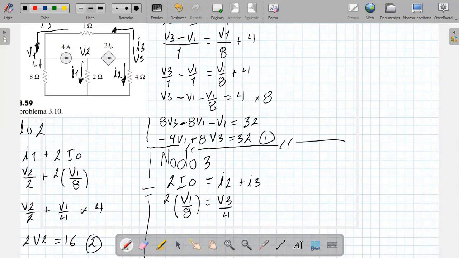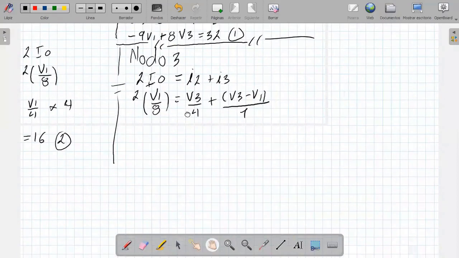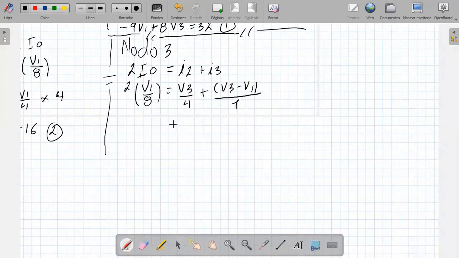Let's apply here now. Here I have B1 over 4 is equal to B3 over 4 plus B3 minus B1. Okay, all this divided into 1 is the same. Now I'm going to put minus B1 over 4. I pass this to the other side, plus B3 over 4. I pass this to the other side the same, and I'll organize them. It's going to be equal to 0.